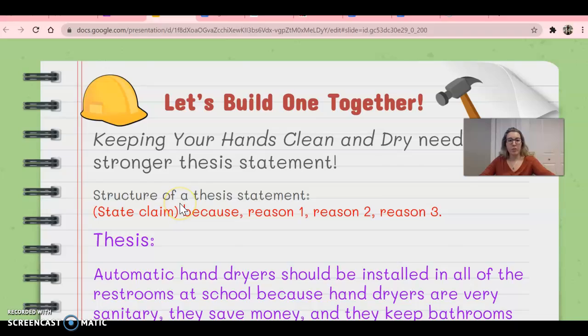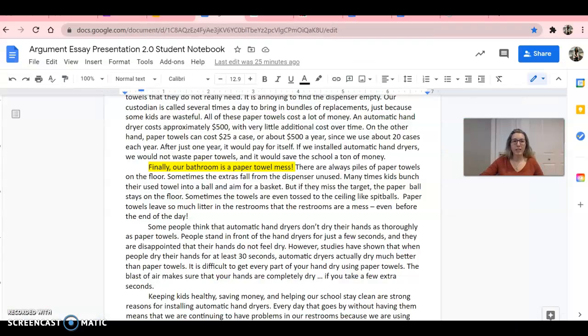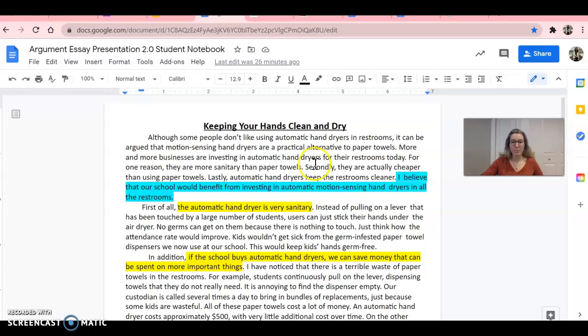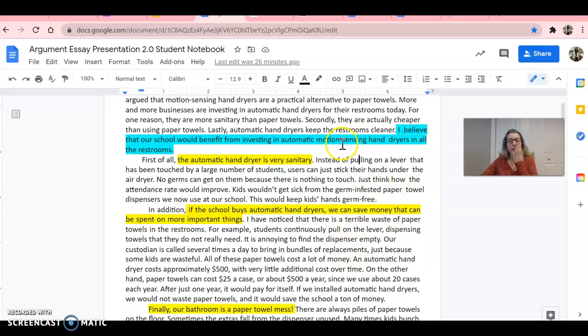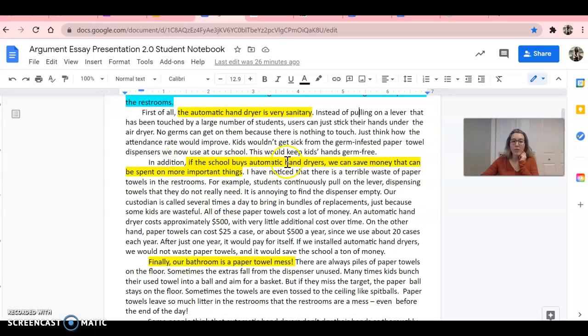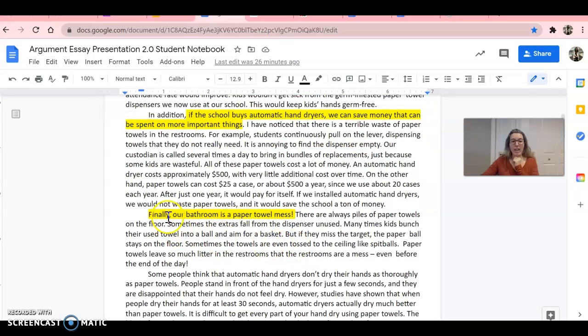Well, let's go back to keeping hands clean and dry because I noticed that their thesis statement is broken up into multiple sentences. So we have the first reason, the second reason, and the claim all in different sentences. But we want that all to be combined into one sentence. So I've gone ahead and highlighted what the claim was. We remembered that the author is trying to convince the audience to install automatic hand dryers in all restrooms. The first reason is that they are very sanitary. The second reason was that they save money. And the third reason is that they keep bathrooms clean.